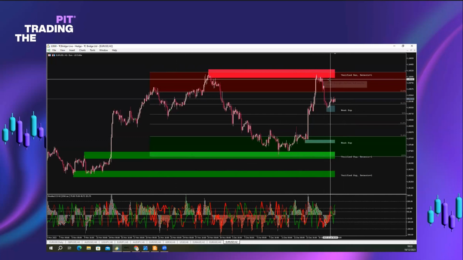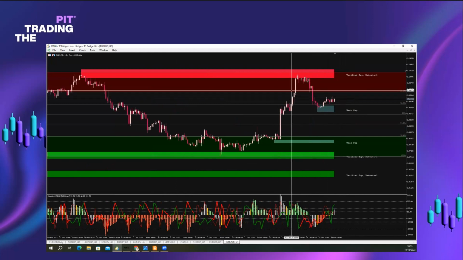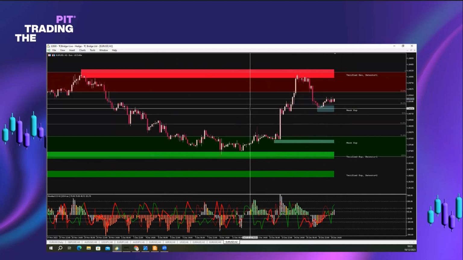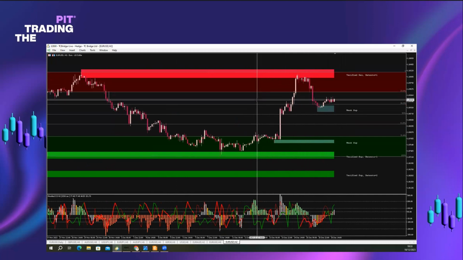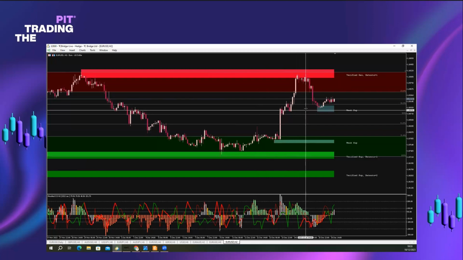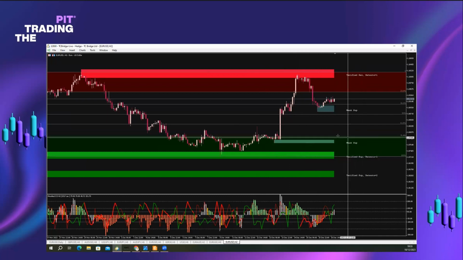I was waiting until Friday morning personally, and I took a short when it broke outside this range. Why? Because the manufacturing PMIs came out and they were, as expected, worse. We knew that the European economy is not doing well. The PMIs came worse, sold, but I took profits. I'm not waiting for this to go all the way down.